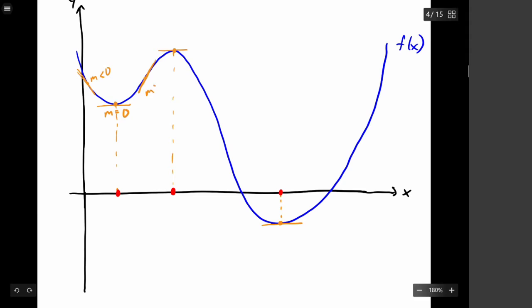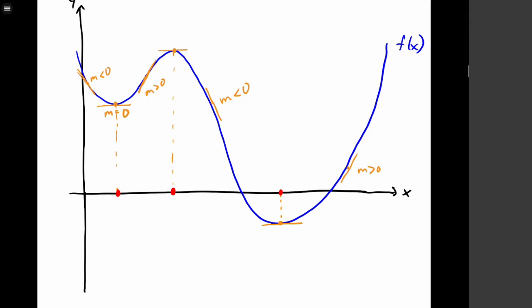Sorry, I meant to write that this is positive. Here, we have a negative slope. And here, we have a positive slope. So here we have negative, 0, positive, 0, negative, 0, and then positive again.